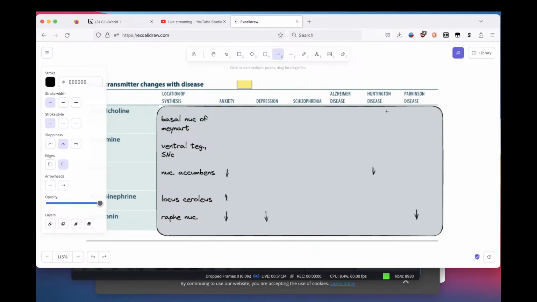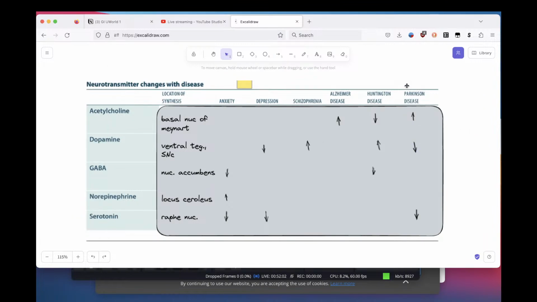Now for acetylcholine. Acetylcholine is basically up in Parkinson's. It is down in Huntington's. It is up in Alzheimer's. Okay. Next, so dopamine is decreased in depression. It is increased in schizo. It is increased in Huntington's disease, and it is decreased in Parkinson's disease. Okay. How did I do?